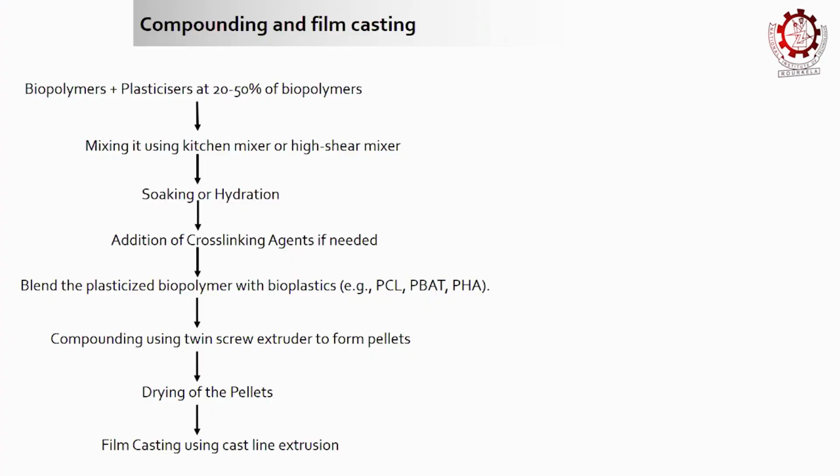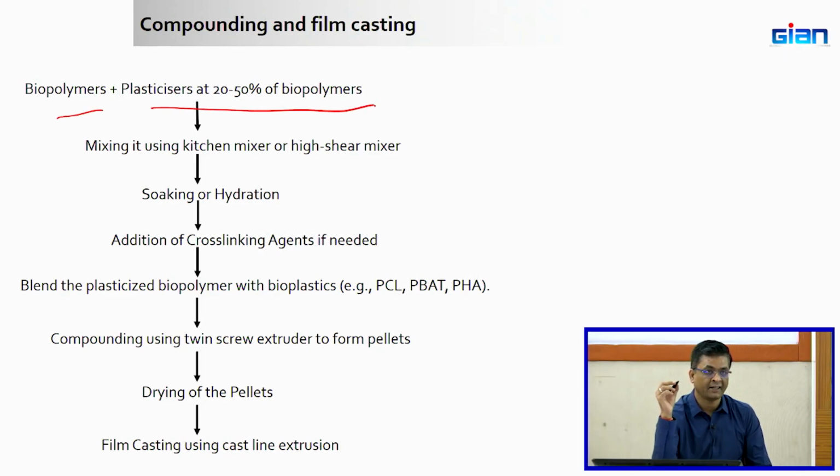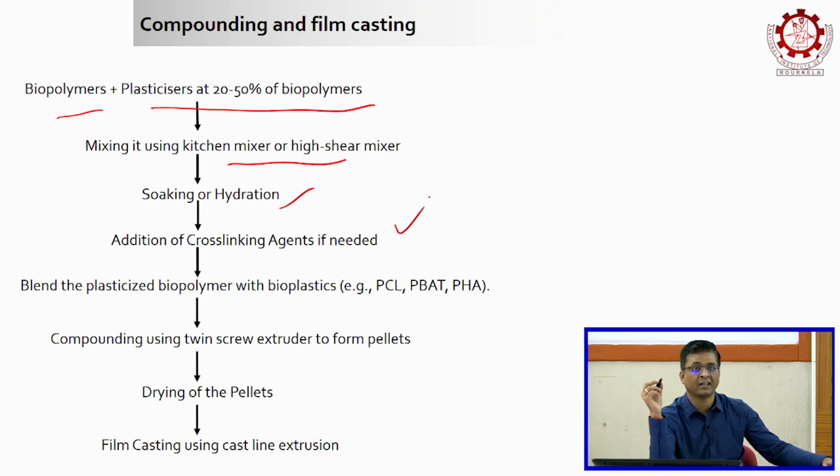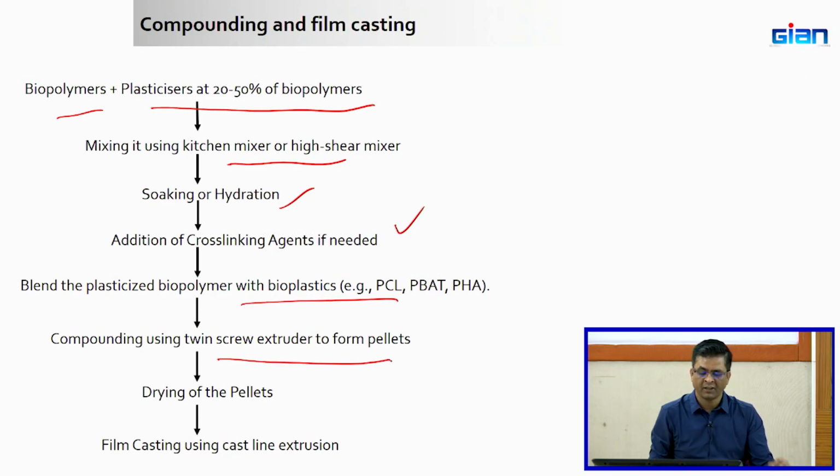Now, the second one is compounding and then making your film casting. Biopolymer, natural plasticizer added, mixing, soaking, cross-linking agent. At certain times you add cross-linking to improve the barrier properties and strength, then blending, and compounding using a twin screw extruder to make a pellet. In order to make big films, what you need is pellets. Pellets are very important to make before making a film. It is not always that you take a dry powder, mix it, add a solvent, then dry it. That means a lot of water, so you have to make a pellet for making film.